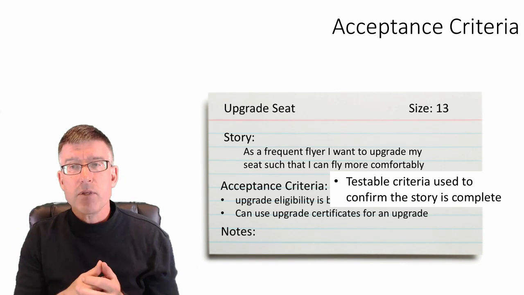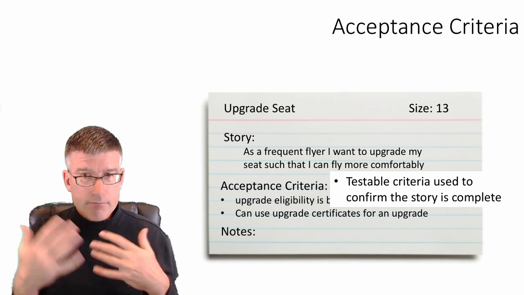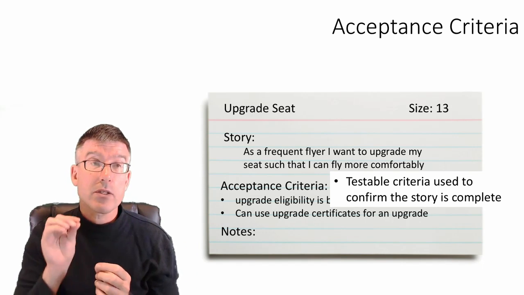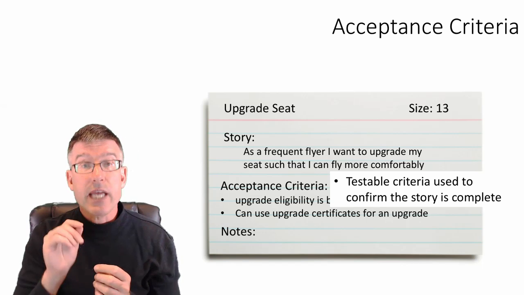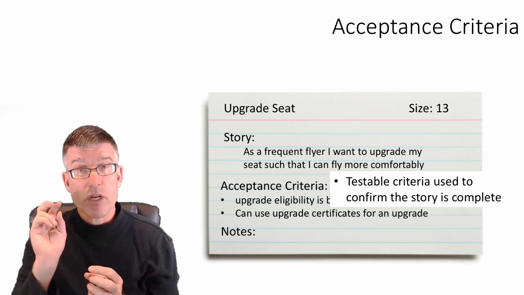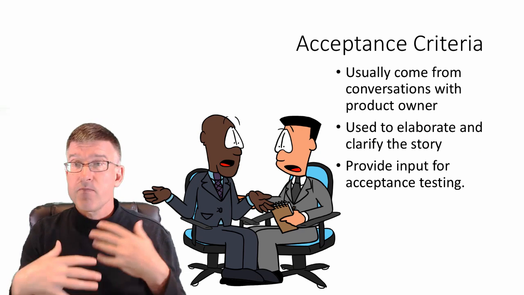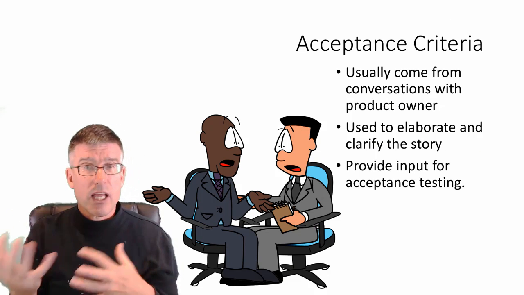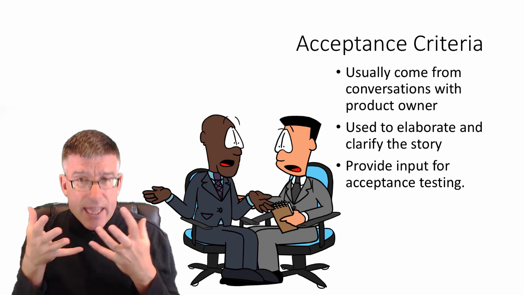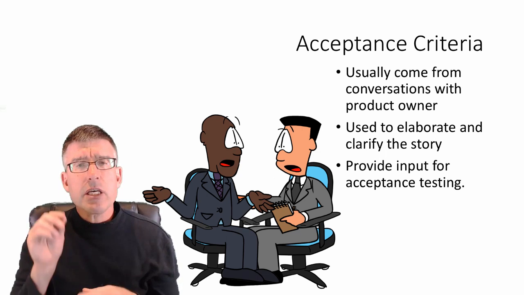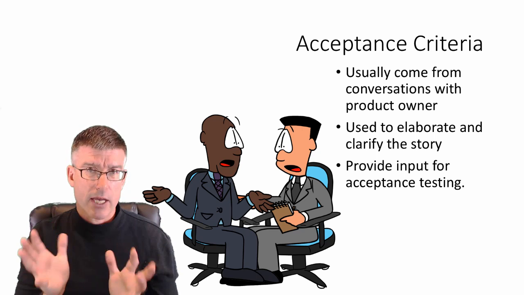Then there's the acceptance criteria, right? These are the testable criteria that we use to confirm that the story is complete, right? We get these from the conversations that we have with the stakeholders. And we use these to elaborate and clarify the story, and they provide our input for the acceptance testing. Usually, most people tend to write these as a bullet list.